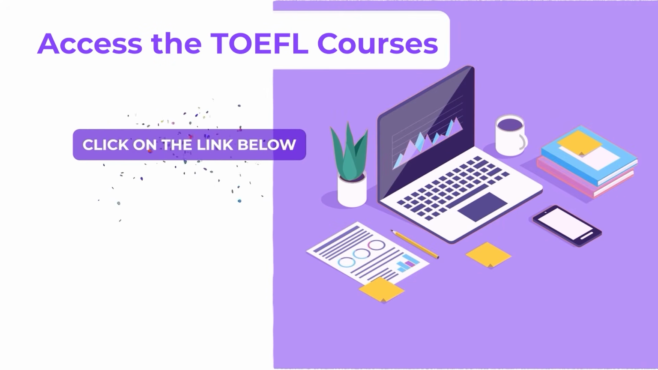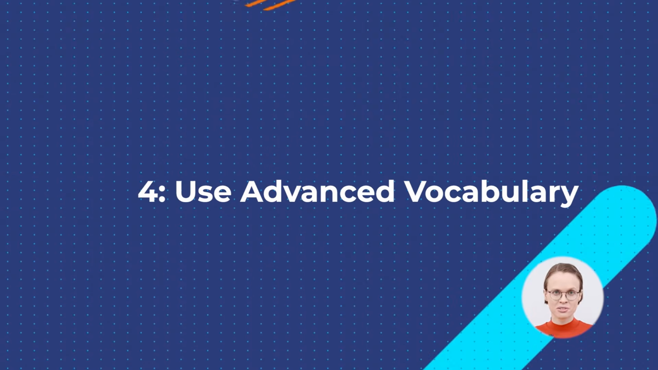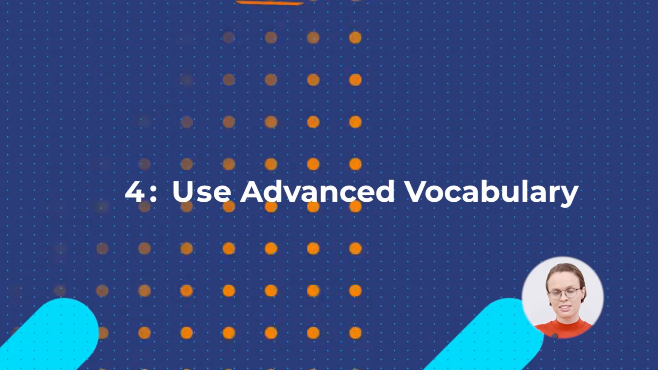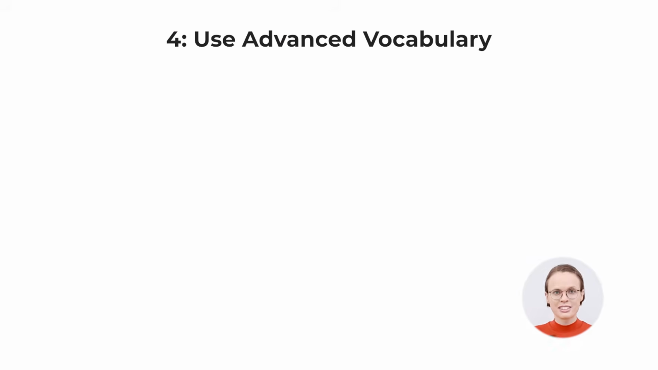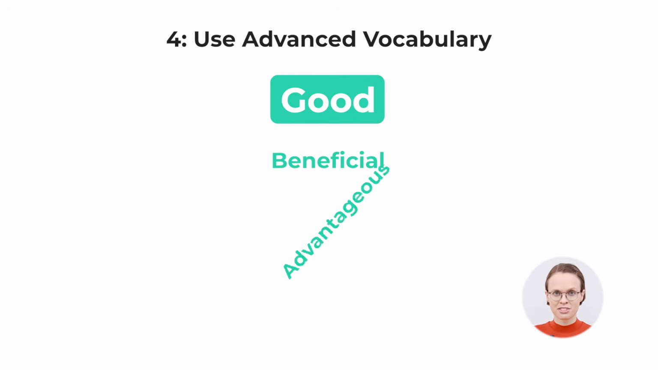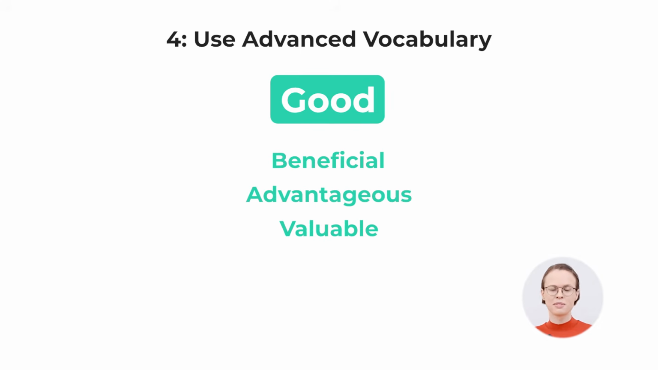The next tip is critical for vocabulary scoring. Use advanced vocabulary strategically throughout your responses. Instead of using basic words repeatedly, demonstrate your vocabulary range with advanced alternatives. For instance, rather than saying good multiple times, use beneficial, advantageous, or valuable.